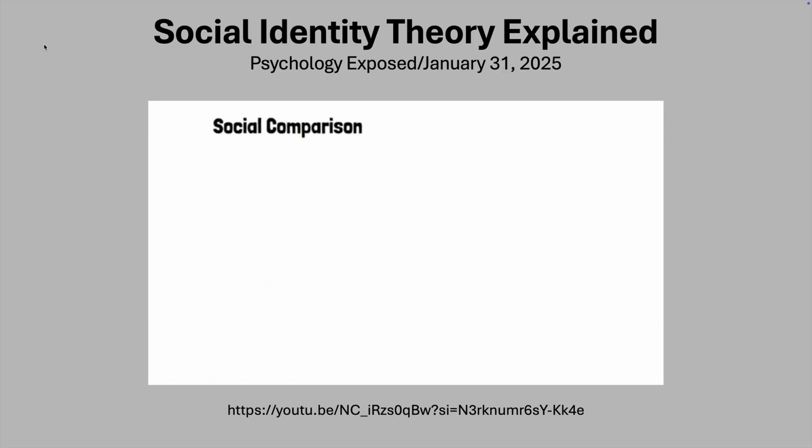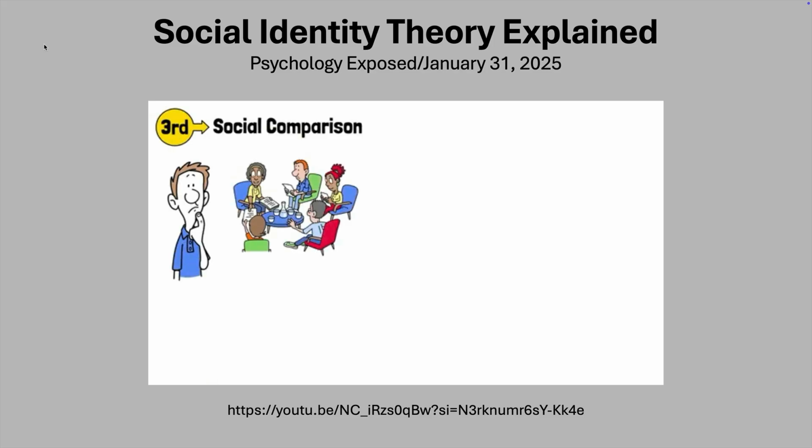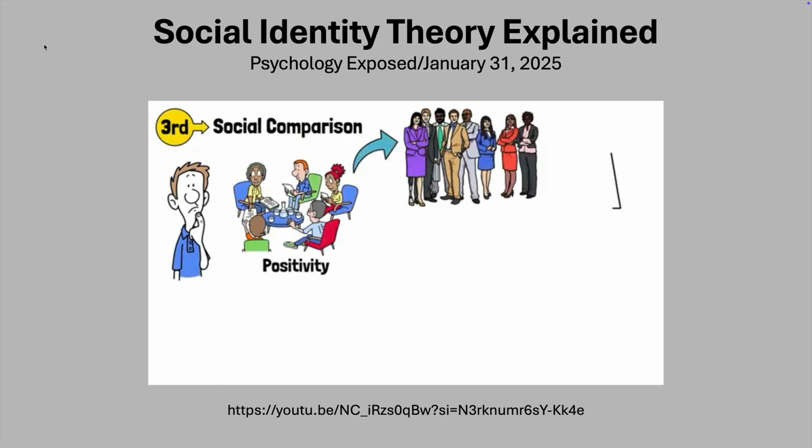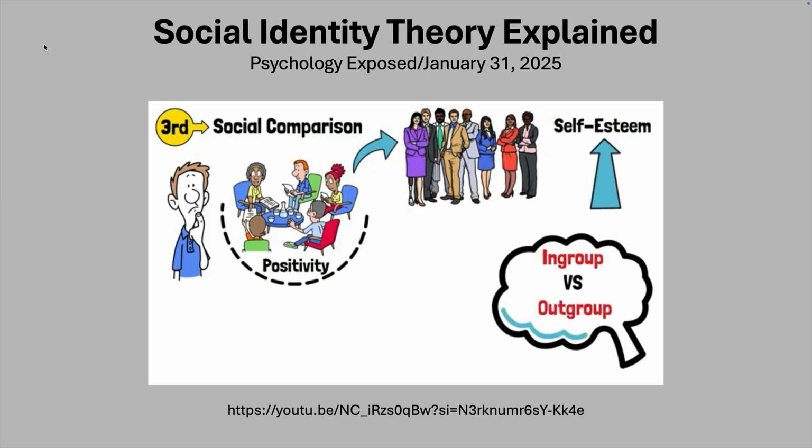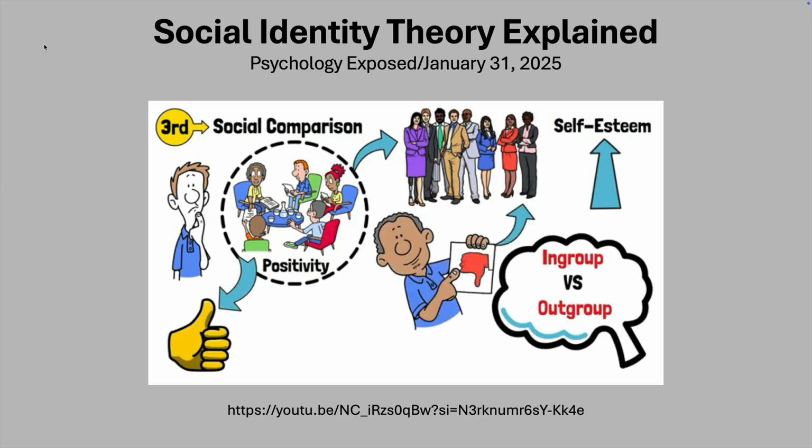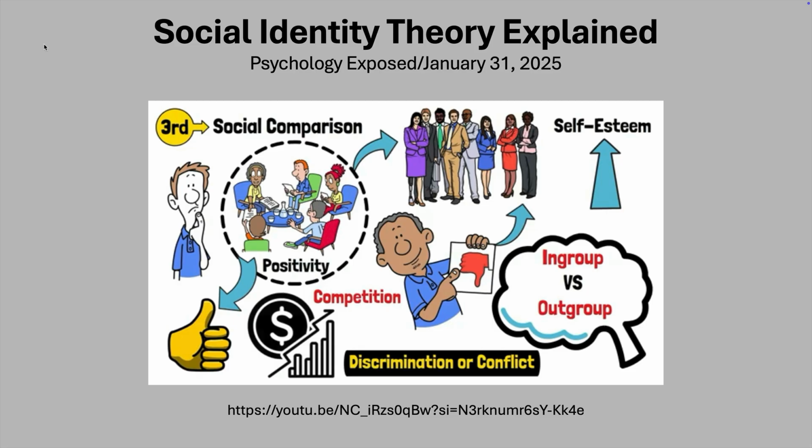Social comparison, the third component, emphasizes how individuals evaluate their group positively by contrasting it with others, aiming to boost self-esteem. This often leads to an in-group versus out-group mentality, where people may view their own group more favorably and exaggerate negative traits of others. Such distinctions can result in discrimination or conflict between groups, especially when competition for resources or status arises.